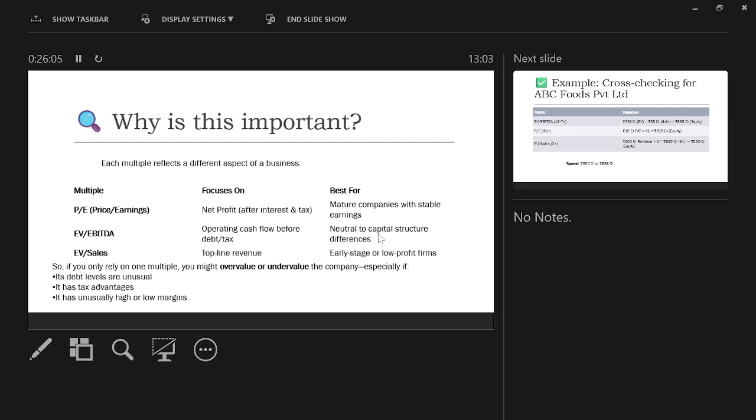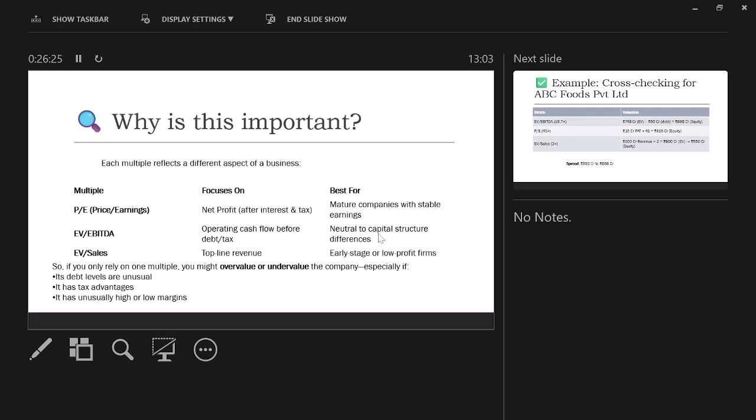Srishti? Why is the debt cheaper? Anyone? Just raise your hand and give one answer. Yeah. It has a tax benefit, you said? If I heard correctly. Yes, there is a tax benefit.